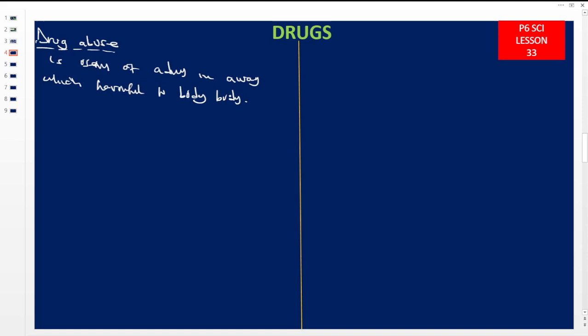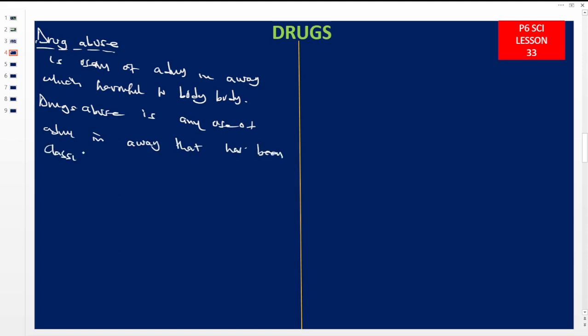So drug abuse is any use of a drug in a way that has been classified as illegal in a community. Let us write this one also. Drug abuse is any use of a drug in a way that has been classified illegal in a community. And especially now, meaning that all narcotic drugs, the drugs that can cause addiction, are abused.